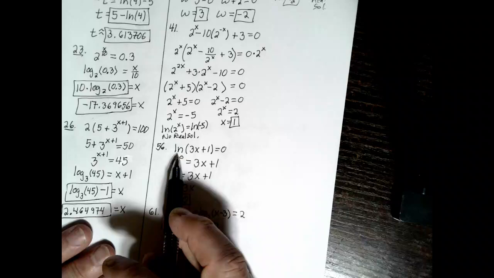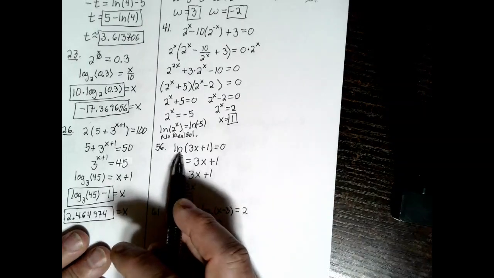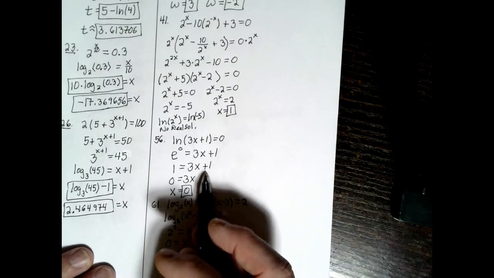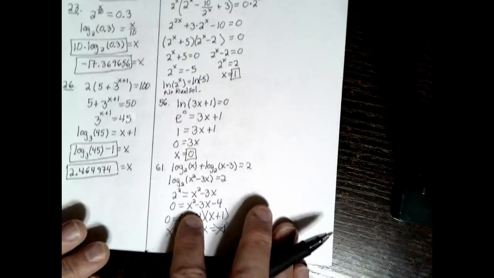Okay, now this one, I used rule 1. e to the 0 equals 3x plus 1. e to the 0 is just 1. Subtract 1, divide by 3, and you get 0.